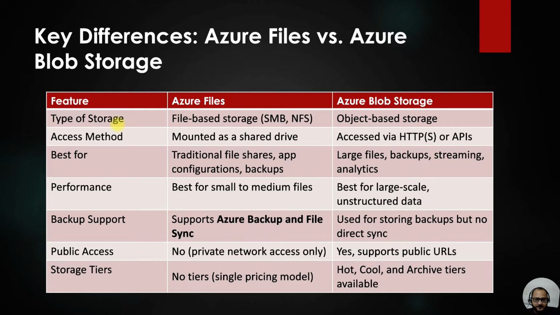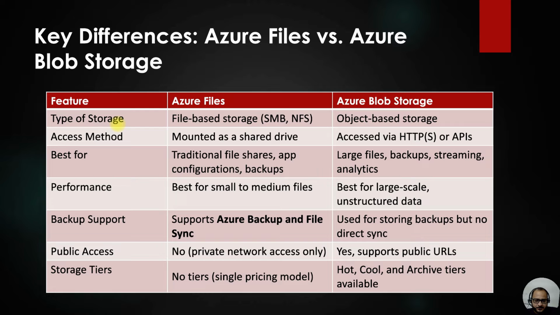Now when it comes to public access, Azure Files cannot be accessed over a public network. It could be a private network or virtual network, or some kind of VPN connectivity from your Azure cloud to your on-premise or even your local system. But for Azure Blob Storage you don't need any kind of private network. It is recommended to use a private network or private Azure storage account, but there is an option to use a public endpoint as well.